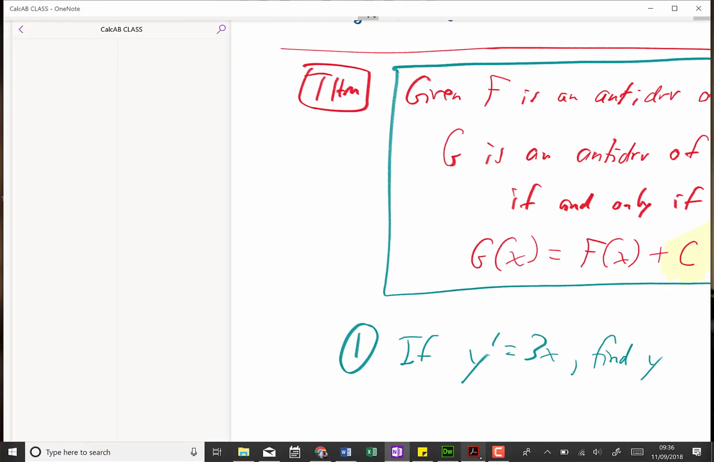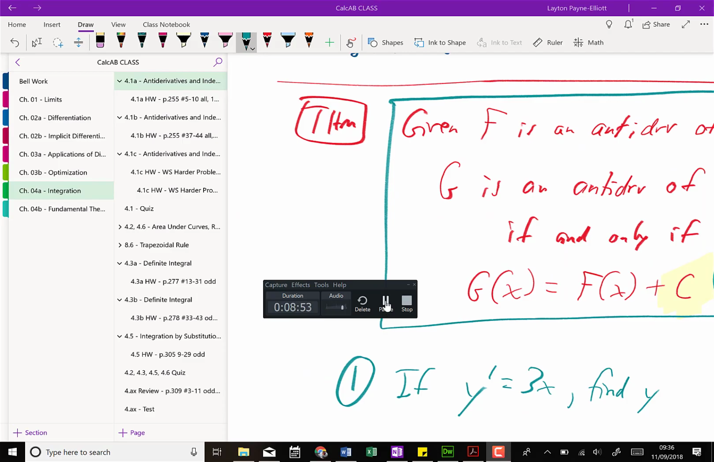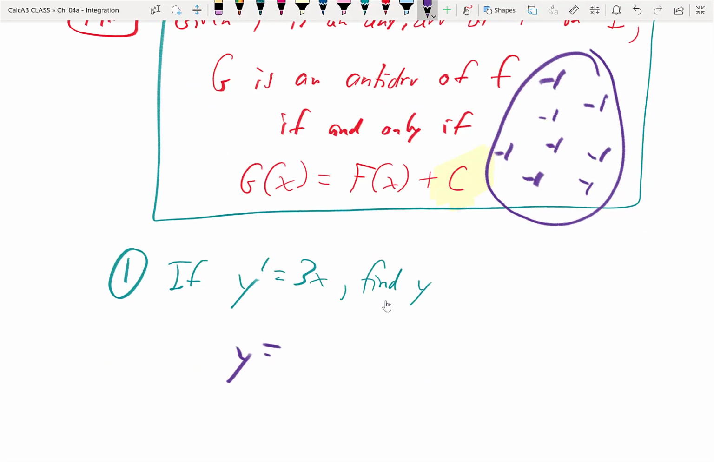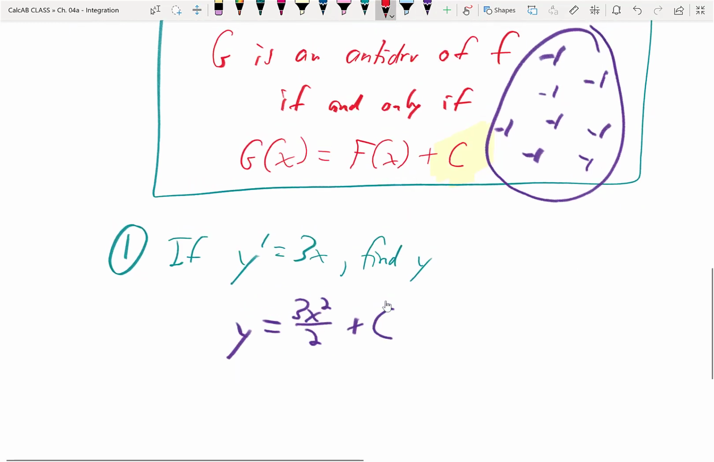I'm going to pause the video for a second to at least let you try. What's y equals? 3/2 x squared. So I just write it like that because it's simple. How many of you guys put your plus c just now? If you didn't, put a minus 1. You just lost a point. I'm trying to push that. It's so easy to forget.